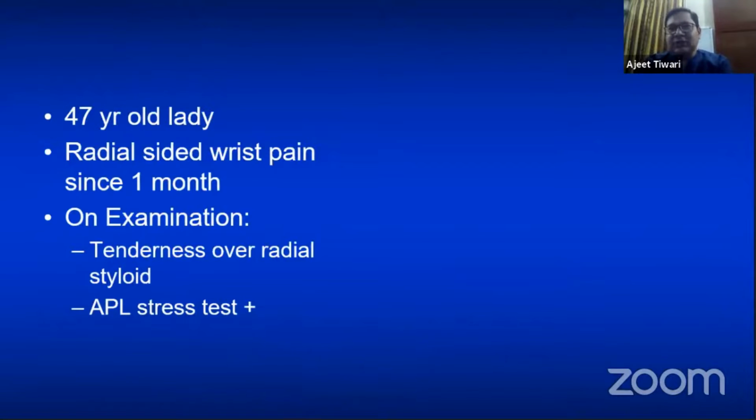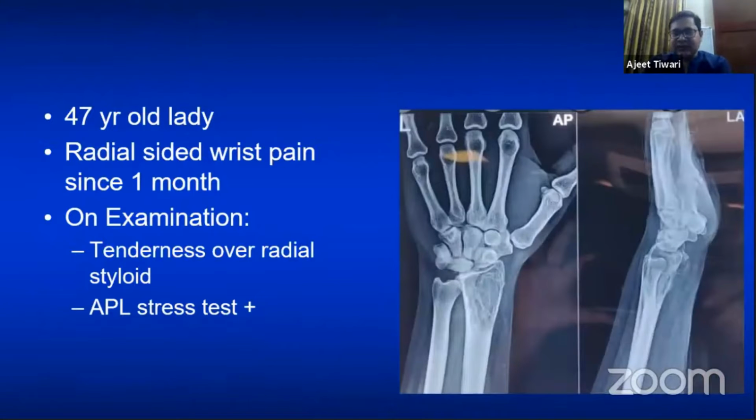That lady came to me. My habit is that I always examine the patient first, then I see the X-rays. When I examined the patient, there was typical tenderness over the radial styloid, and the APL stress test was positive. Then I thought, why has sir sent this patient to me? She has de Quervain's tenosynovitis. She said, sir, there is an X-ray also. Then I saw the X-ray, and this was the case. There was a lytic lesion over the distal end of the radius.